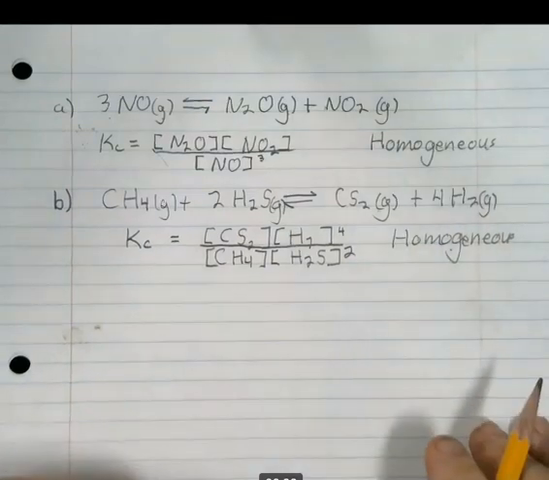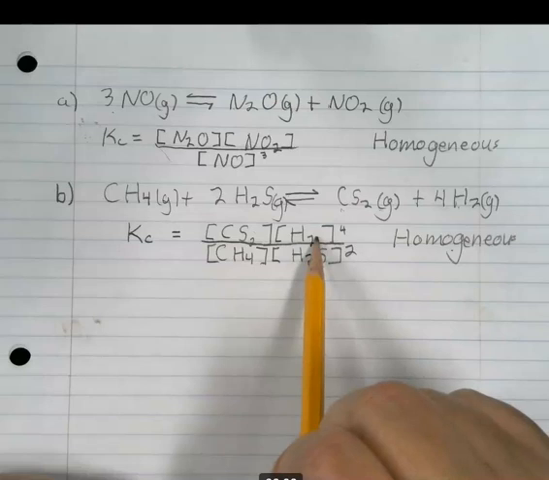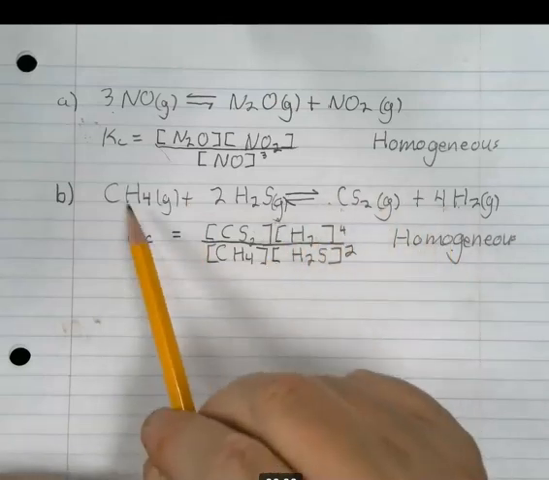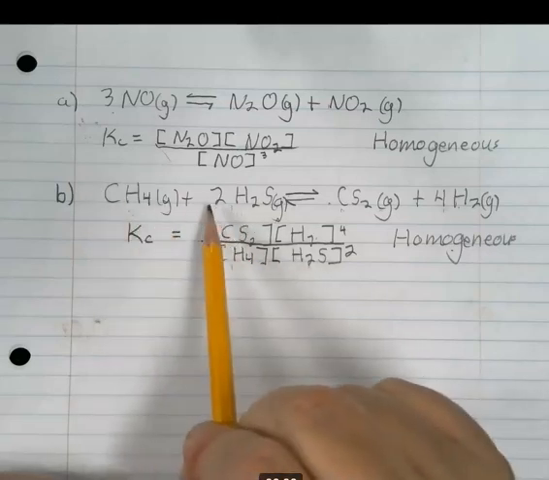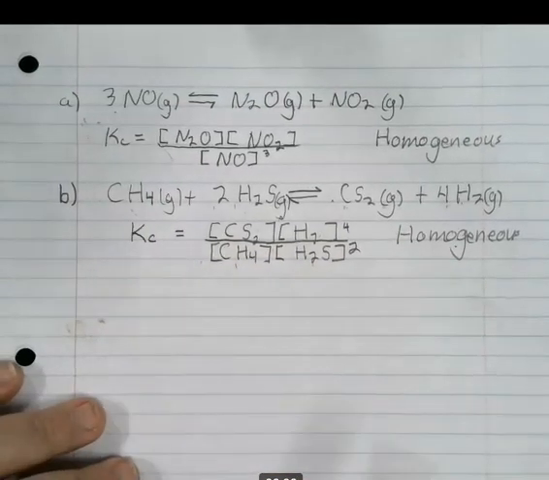Again, let's just be sure we're clear on everything. Products go on top, that's this. Coefficient 1 and 4, so exponent is 1 and 4. Reactants go on the bottom, these two. Coefficients of 1 and 2, so exponents of 1 and 2. All right.